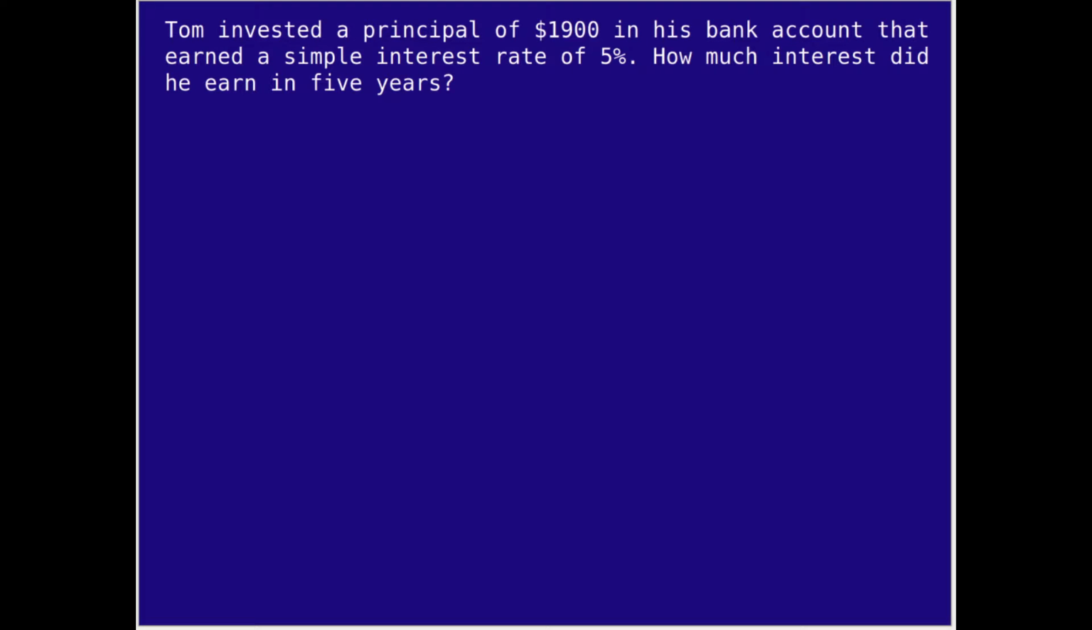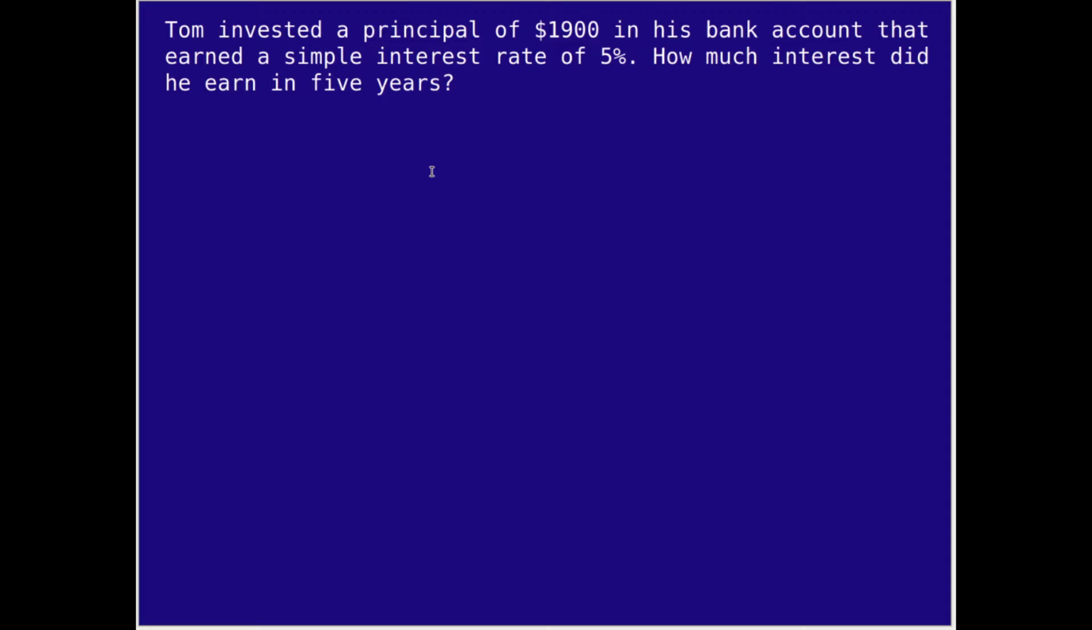So here's our problem. Tom invested a principal of $1,900 in his bank account that earned a simple interest rate of 5%. How much interest did he earn in 5 years? Now, simple interest is simple in comparison to compound interest, which is a very complex topic that is even covered in some calculus textbooks. But back to my point here.